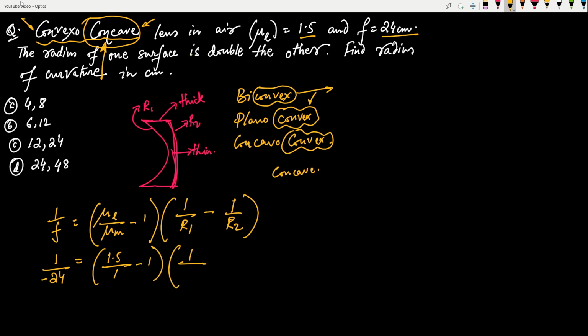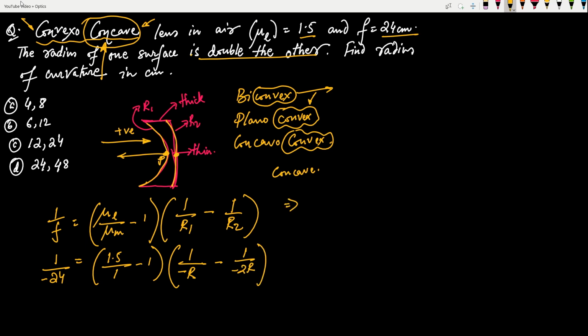And it's given that one surface is double the other. Therefore, you can see that R1 has to be smaller and R2 is bigger. From the figure you can see that both will be negative. Since the incident ray is in this direction, this direction will be taken as positive, and we'll be measuring radius in this direction because this is the pole for both the surfaces. Therefore both the radii will be negative. So if we take R1 as minus R, then R2 can be written as minus 2R.